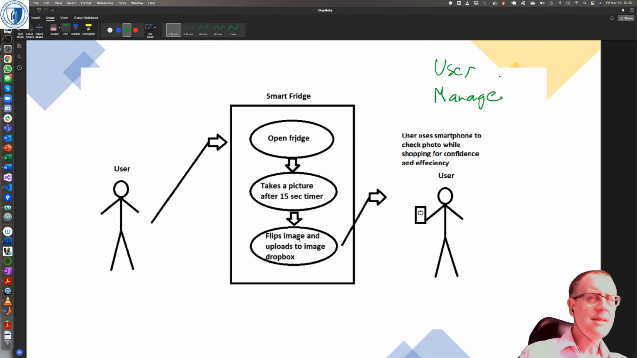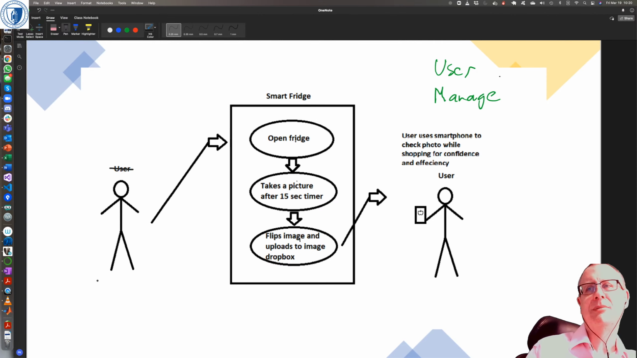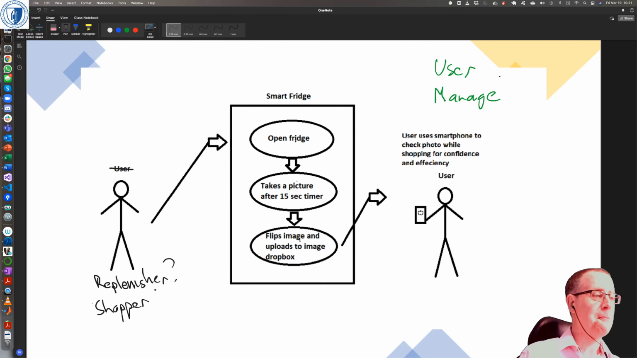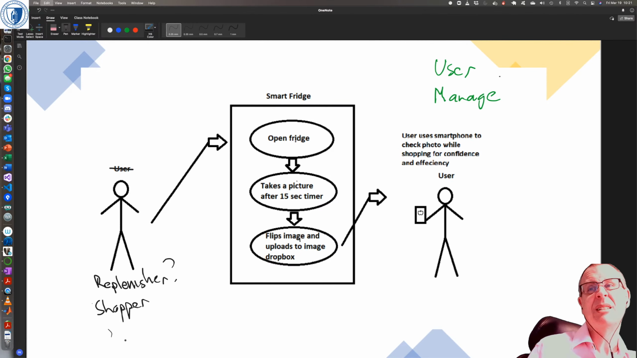Okay, so let me think about what I would call each of these. I'm assuming, and please fridge people correct me if I'm wrong, that this user is the one who's putting something in the fridge. You'd be correct. Yeah, so I would call this person, and I'm making this up as I go along, replenisher, or shopper, if they've been to the shops and they're putting stuff in the fridge, or maybe just grocer. I don't know whether that's quite the right word.